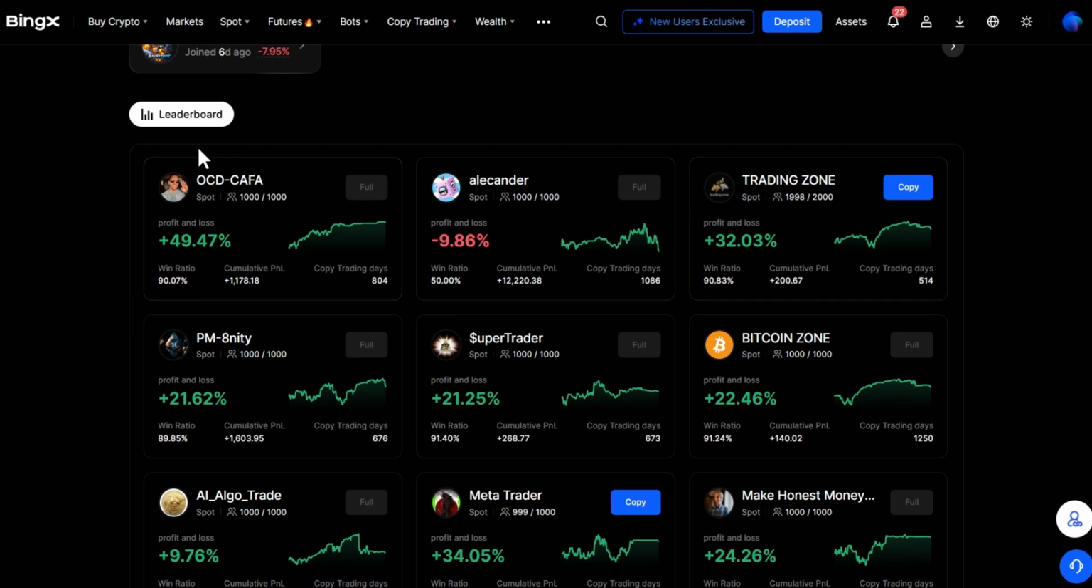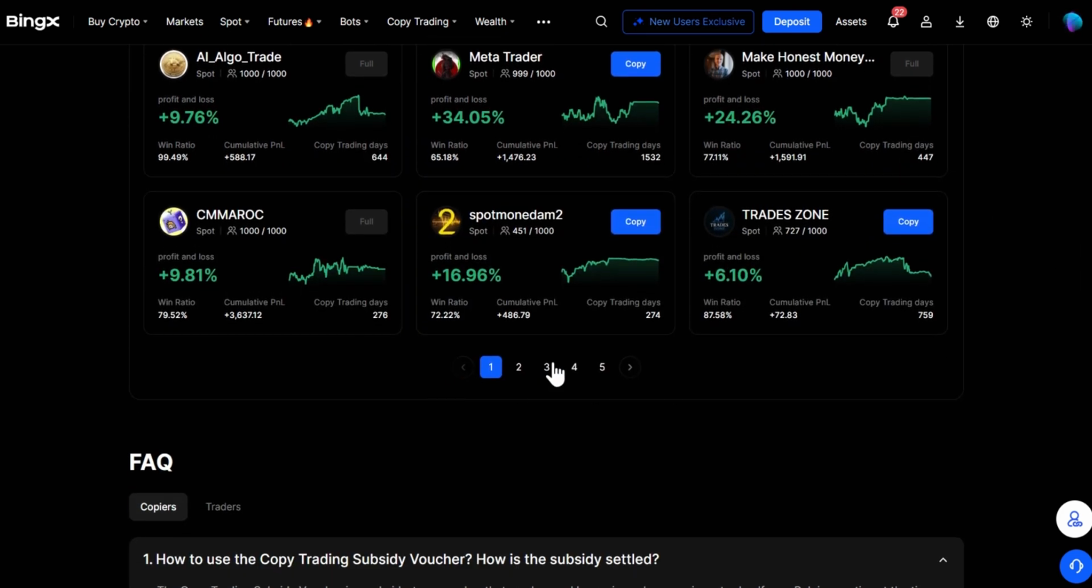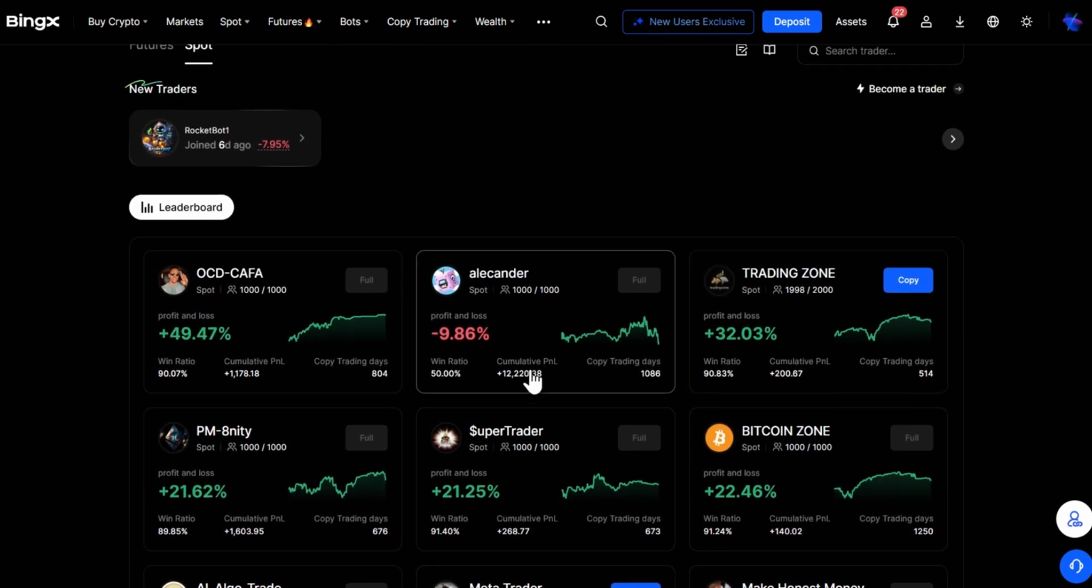In the spot leaderboard, you'll see followers. This shows how many people are copying this trader, profit and loss. This is their total gains or losses. Win ratio shows the percentage of profitable trades. Cumulative PNL is their total profit over time. And copy trading days, that shows how long they've been active. This is a great starting point if you want to copy traders without the risk of leverage. You can learn how copy trading works, see how different strategies perform, and build confidence before moving to futures.